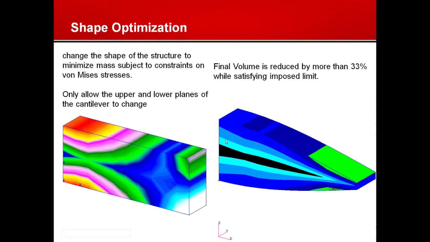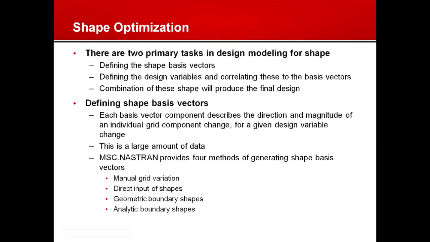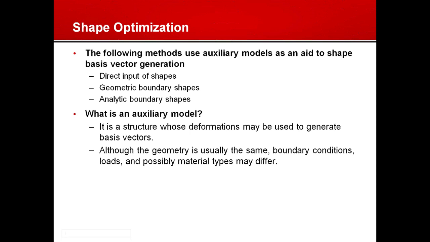So your shape optimization results will very much depend on the shapes you put in, and these are called shape basis vectors, and there are 4 different methods allowed for the shape basis vectors. You can do manual grid variation, direct input of shapes, geometric boundary shapes, and analytical boundary shapes. These are documented in detail in the Design Sensitivity and Optimization User's Guide.